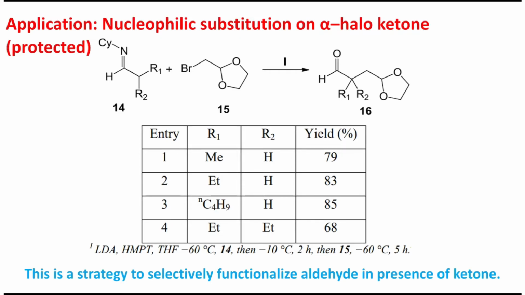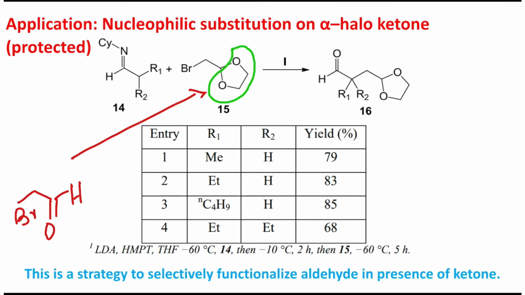What do I mean by protected? Look at this example 15. From where was it produced? It was produced from the corresponding aldehyde, and this is Br. And how is this protection done? Through ethylene glycol. So this part came from ethylene glycol, a 1,2-diol. So this is actually nothing but acetal formation. I have already discussed this in some lectures, you may visit for better understanding.